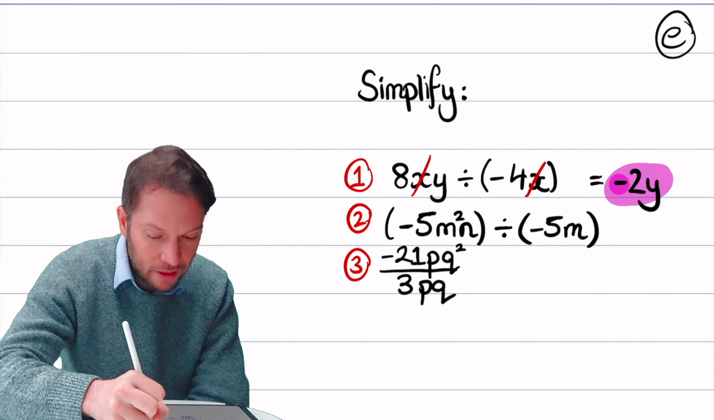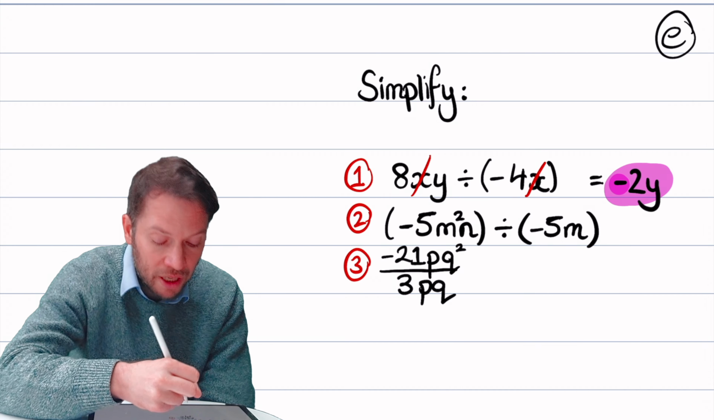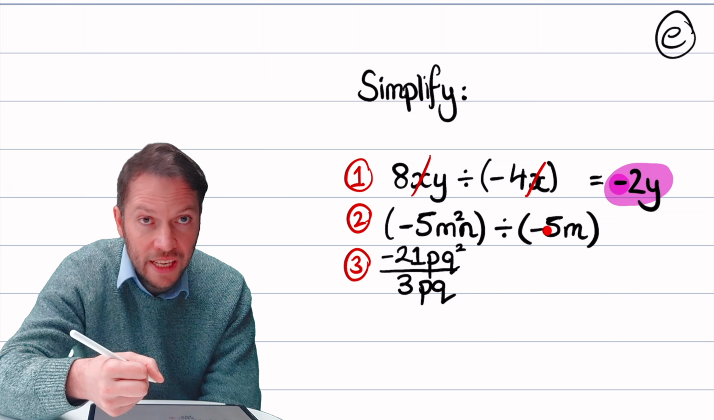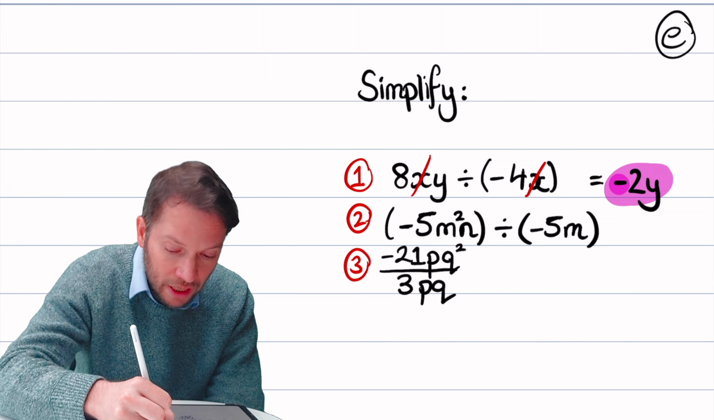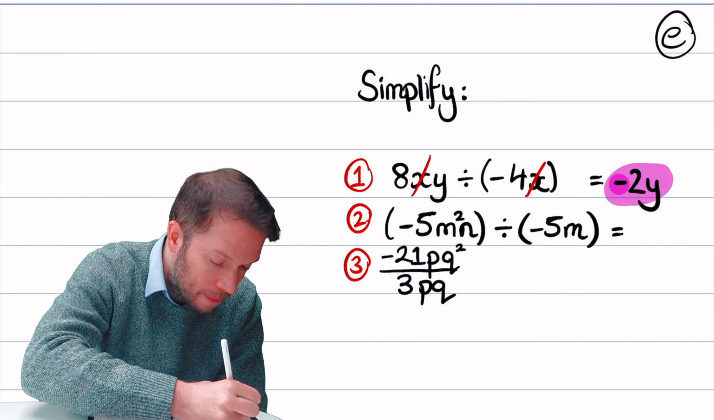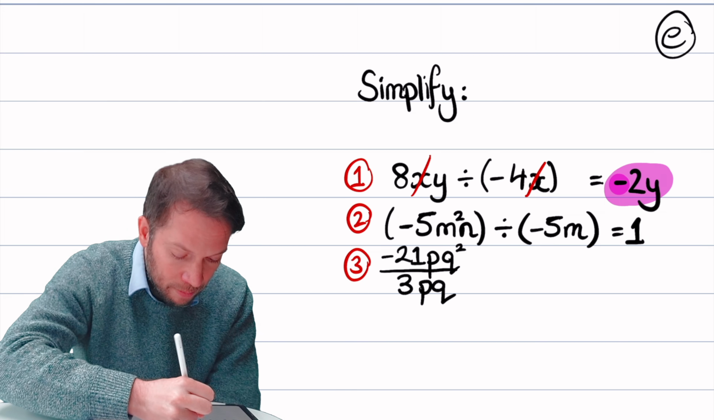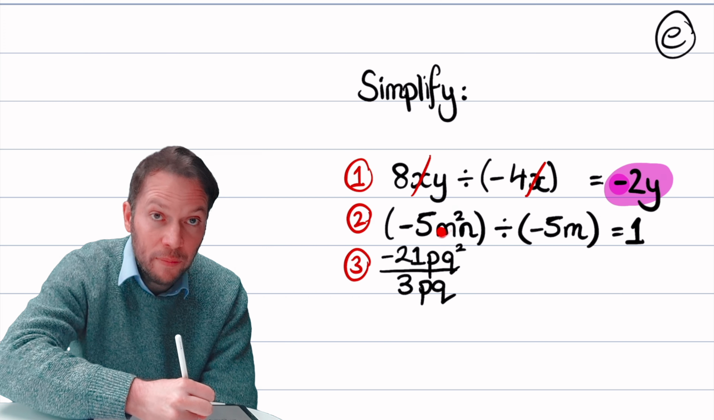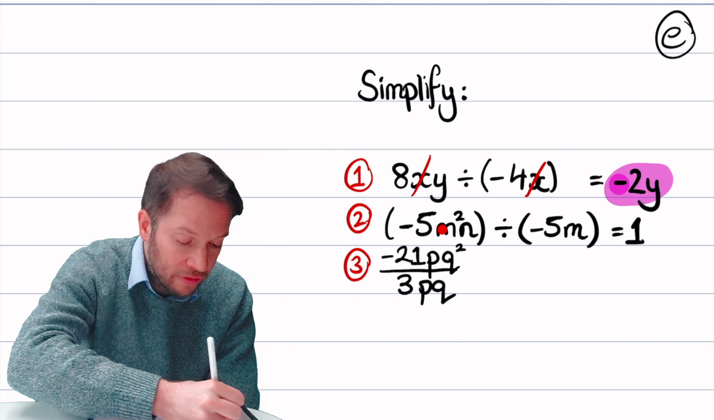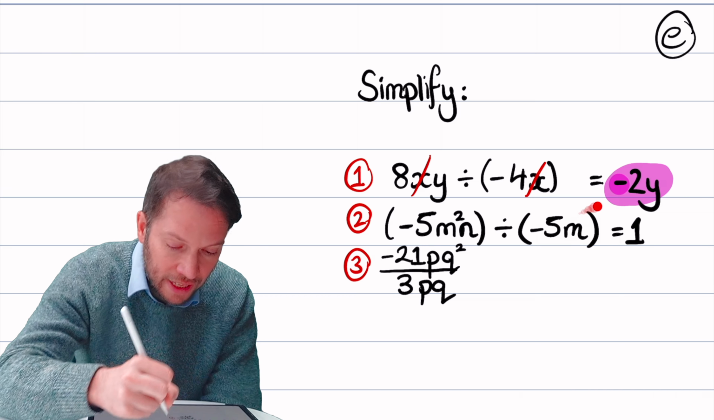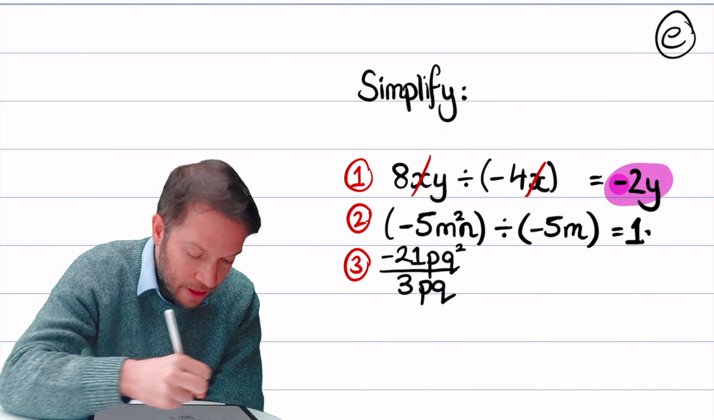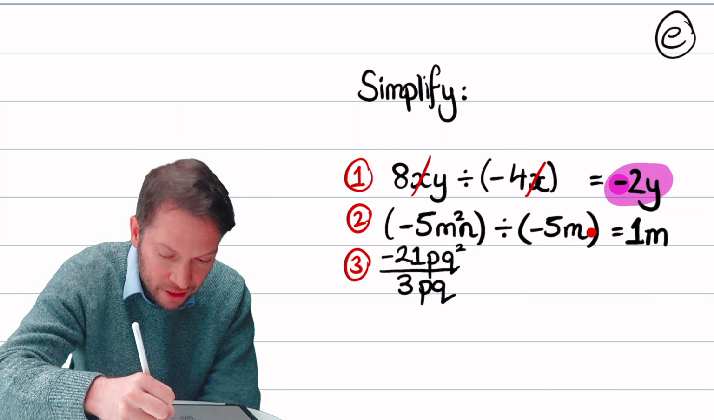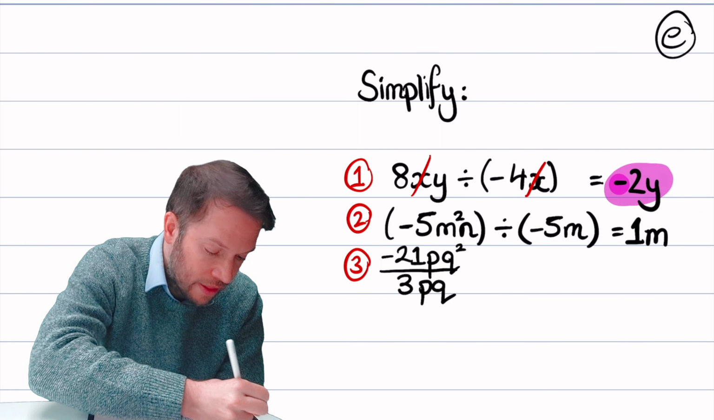What about the next one? Let's do the numbers first divided by each other. We've got negative 5 divided by negative 5. As we said, anything divided by itself is 1. So we're just going to have 1. And then we've got m squared divided by m. Well, m squared means m times m, but we're dividing by one of those m's, so we're just going to be left with a single m. So we're going to have m. And then we've got n here, but we're not dividing by anything n related, so we're just going to be left with that n. And that will be the answer.